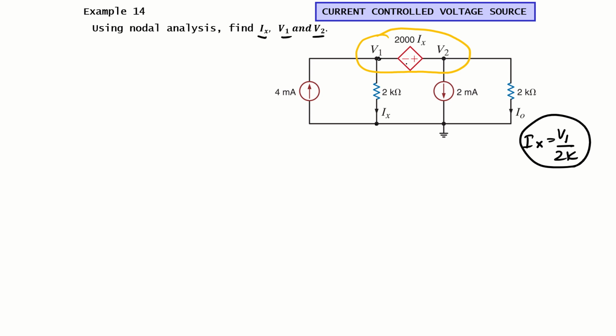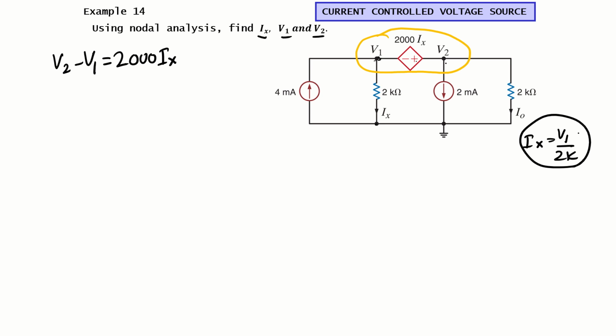Because this current controlled voltage source is connected between two nodes, this makes a supernode, so we can write the equation for the supernode here. What will that equation be? That will be V2 minus V1. Why V2 minus V1? Because this is the positive sign here. So V2 minus V1 is equal to 2000 of Ix. This is our supernode equation.